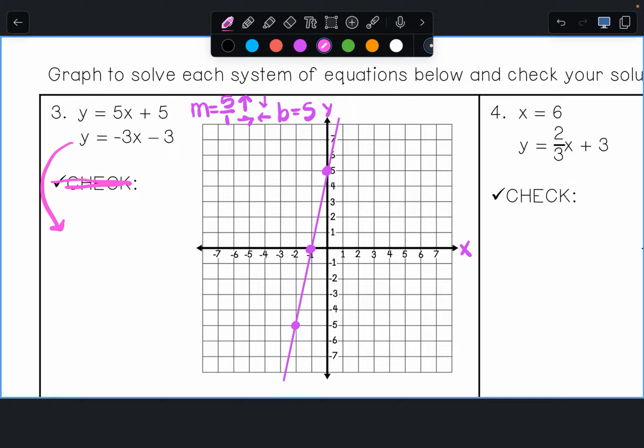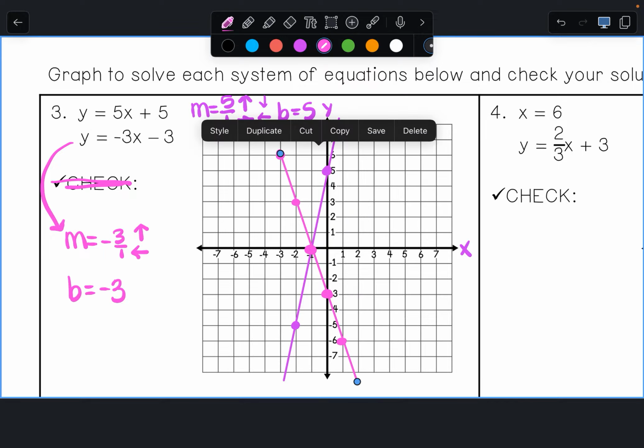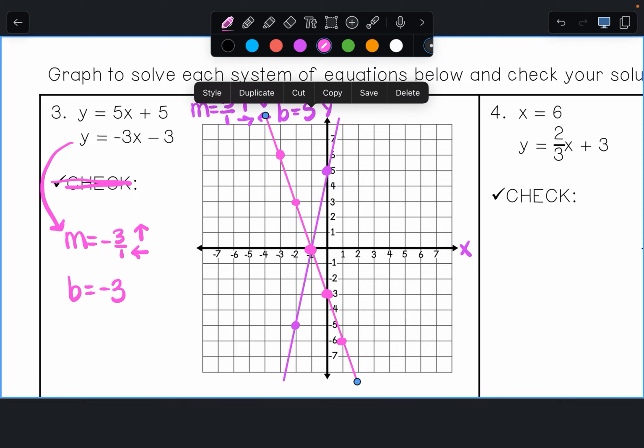All right. The slope of the second one? 2 over 3, meaning up to the right. What's the y-intercept? +3. So make sure your y-intercept is up here. The hardest part of this is going to be the graphing because some of us are still learning to graph. Some of us still need to perfect our graphing.